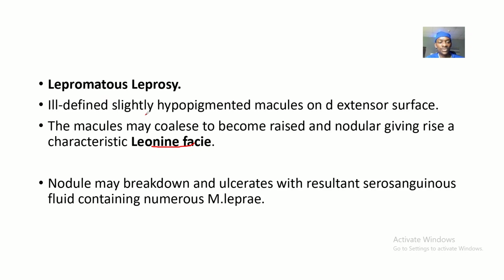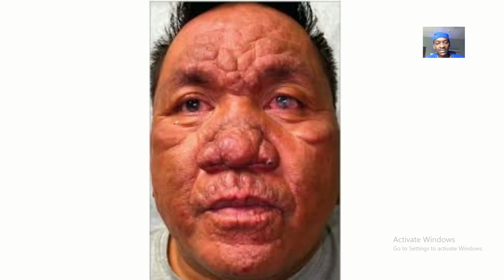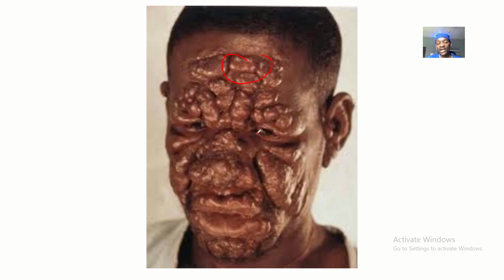In lepromatous leprosy, you have ill-defined, slightly hypopigmented macules on the extensor surface. The macules may coalesce to become raised and nodular, giving rise to a characteristic leonine facies. When the macules coalesce, they form this leonine facies, and underneath it are the foam cells. Your face will be looking like that of a lion.